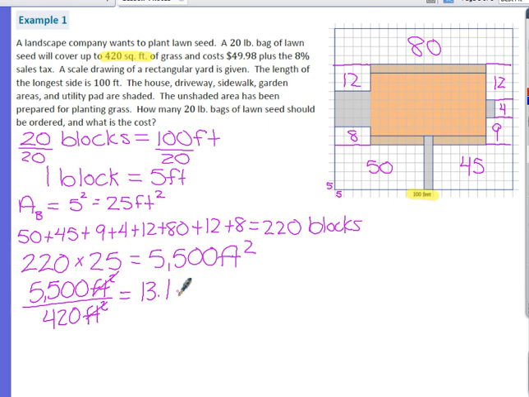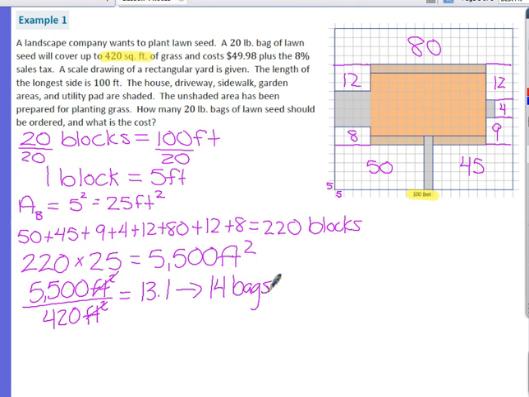13.1. Now, if you think about it, you cannot buy 13.1 bags. So even though 0.1 normally tells you to round down, you still need to cover that amount of land. So logically, we would need to buy 14 bags.